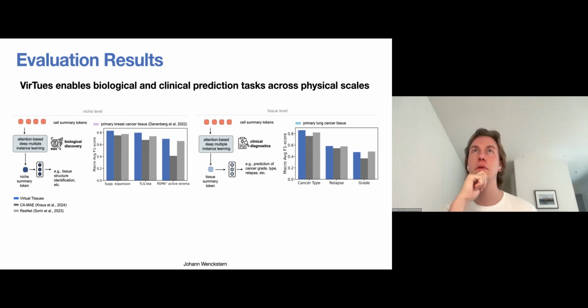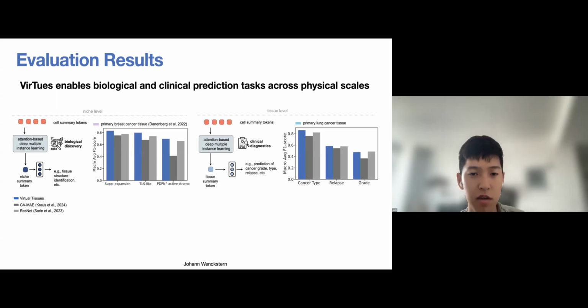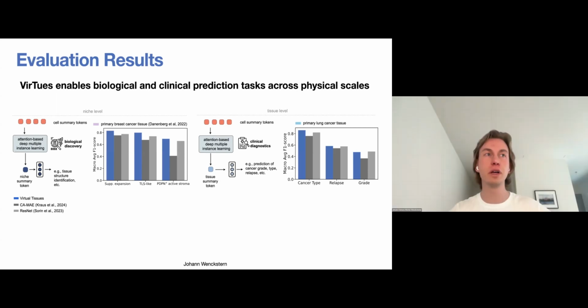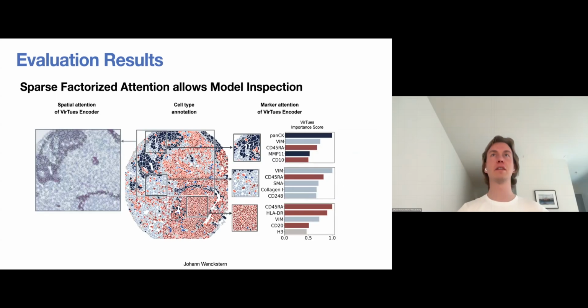Oh, okay. I know one proponent of attention-based MIL is that the attention scores are meant to be interpretable across the different cell summary tokens. I was wondering if you looked into those to see which cells or patches corresponded with high prediction of cancer grade, et cetera. We did something very similar. In the next slide, we were inspecting the attention.